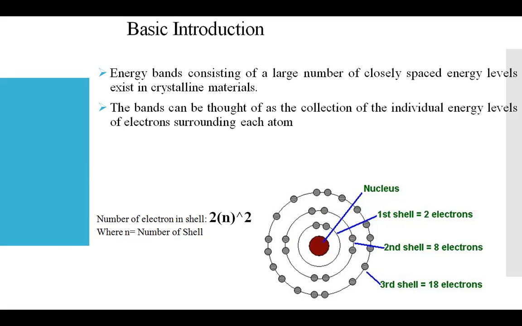Then in the second shell, when you put n equal to 2, what value do you get? There are 8 electrons. Similarly, for the third shell, 18 electrons are there. So as the shell number increases, you identify the number of electrons in the orbit. This is the basic introduction about the component, the number of electrons in a shell represented by this parameter.